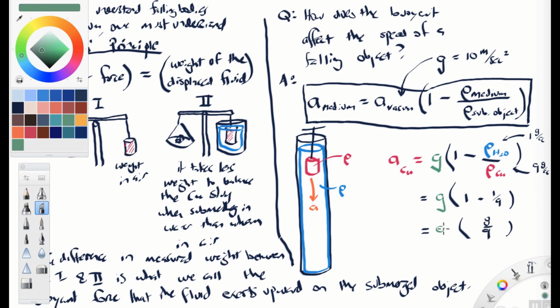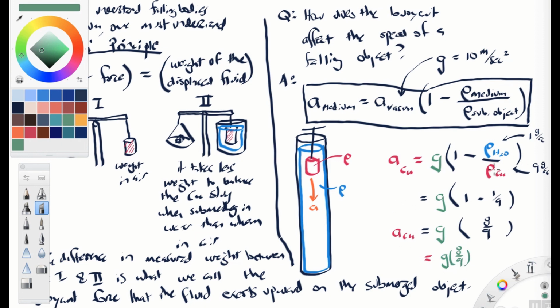Okay, so the acceleration that this object would feel, the acceleration of the copper when dropped in water, would just be equal to 10 meters per second squared times 8/9. So 8/9 of 10 would be 80/9, right? So it's a little bit less than 10. So g times 8/9. So it falls a little bit slower, or it has a smaller acceleration than it would in a vacuum.